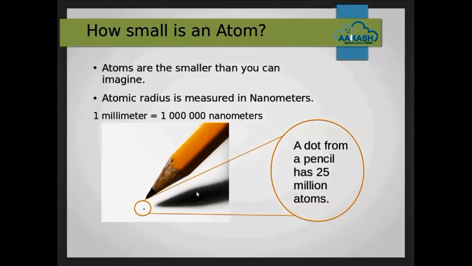How small is an atom? An atom is so small that it is invisible to the naked eye. A small dot made from the tip of a pencil consists of 25 million carbon atoms.